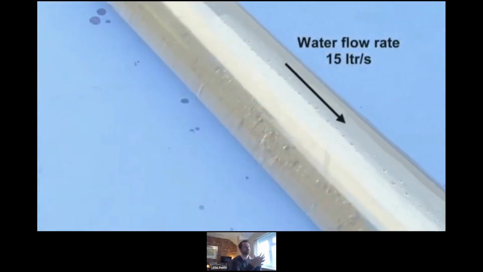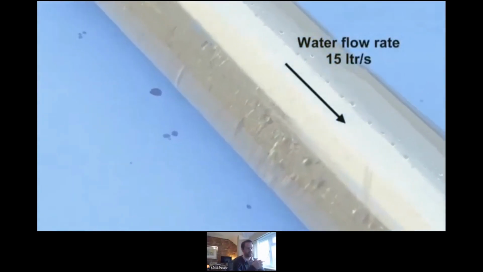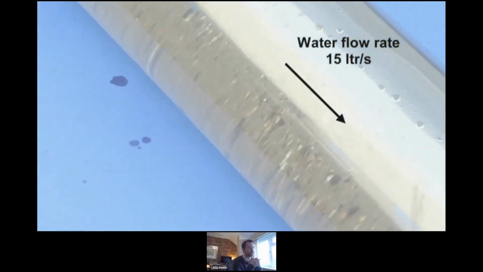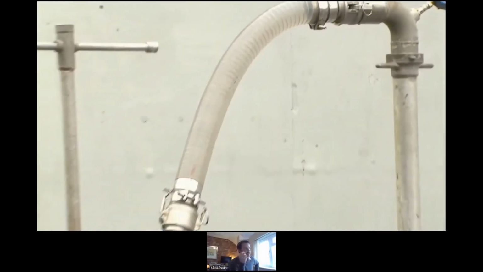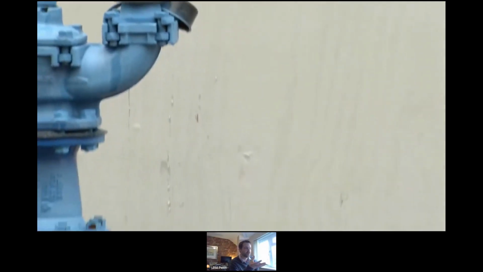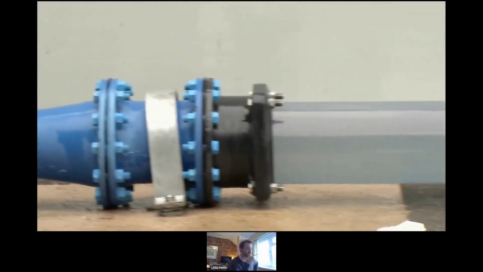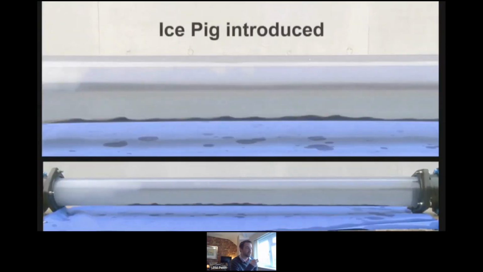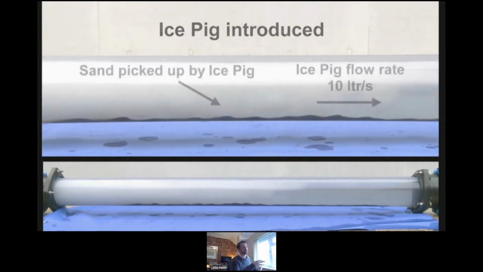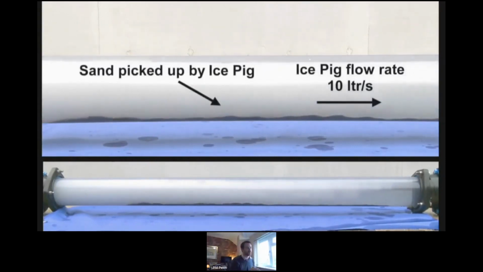So this is a clear plastic pipe, 8-inch in diameter, with sand in the bottom. There's a water flow of 15 litres a second. We introduce the ice through a 2.5-inch fitting. It's a fire hydrant, but in a district heating network, that would be an existing fill and drain vent. You can insert the ice in through the existing fitting there, and you see it forms up to the full size of the pipe.